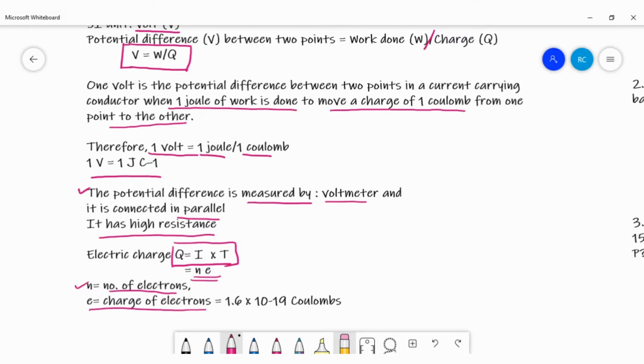So please note two equations from this topic. The first one is V is equal to W by Q. V is the potential difference or electric potential. Both have the same equation for calculation. W by Q, where W is the work done and Q is the charge. And electric charge Q is equal to N into e, or we can also use I into T.